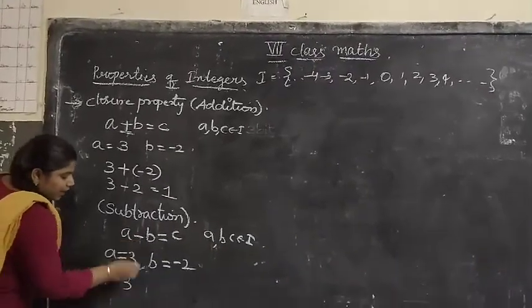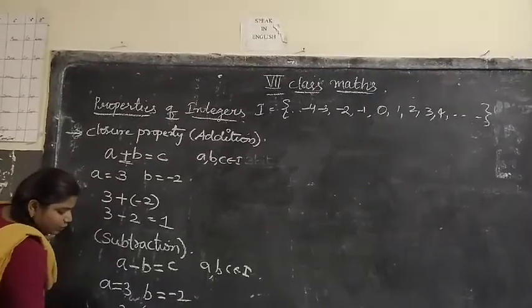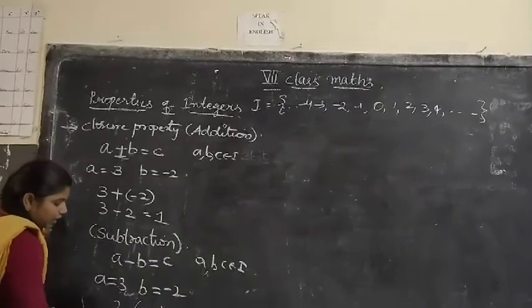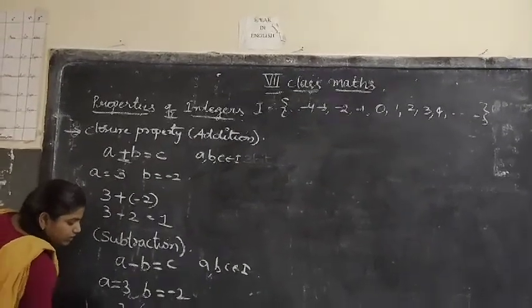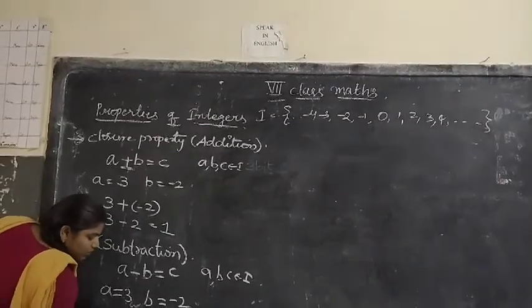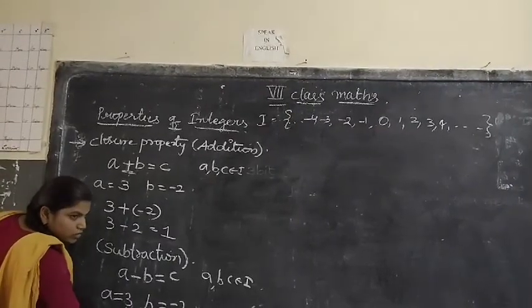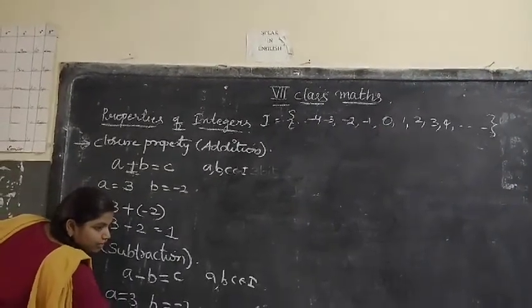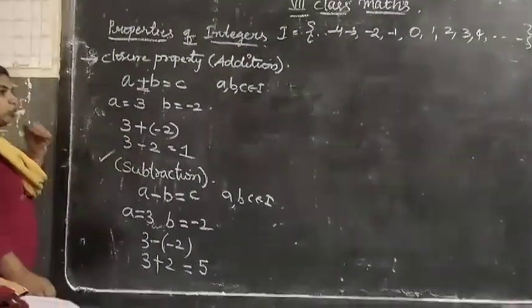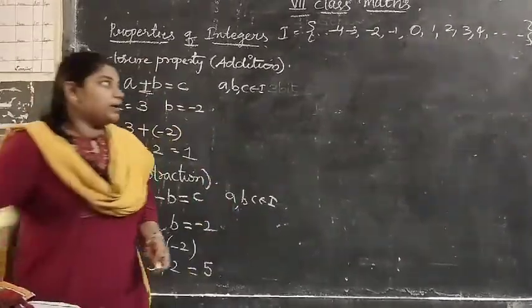A value is 3, minus I am writing as it is, b value is minus 2. So again we are seeing the double sign, make it into a single sign. 3 minus into minus will be plus 2. So 3 plus 2 is how much? 5. So 3 is also an integer, minus 2 is also an integer. So the result you got is also an integer. So in closure property, subtraction is also satisfied. Next is multiplication.